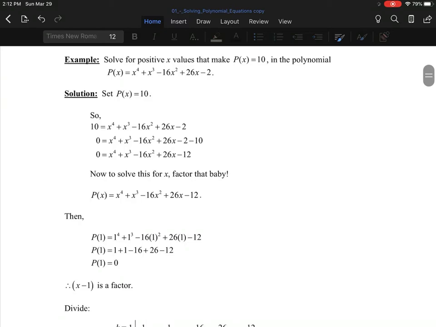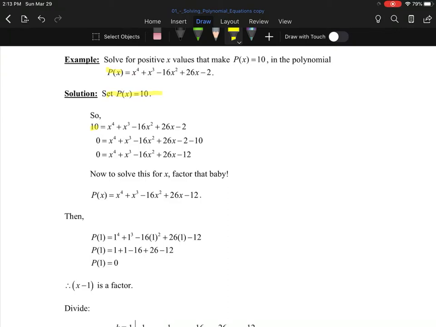So we want to know not when is this polynomial equal to 0, we want to know when is it equal to 10. So to find out when it's equal to 10, we actually just set p at x equal to 10 right there. So the 10 goes right in here for p at x. I've replaced the p at x for 10.